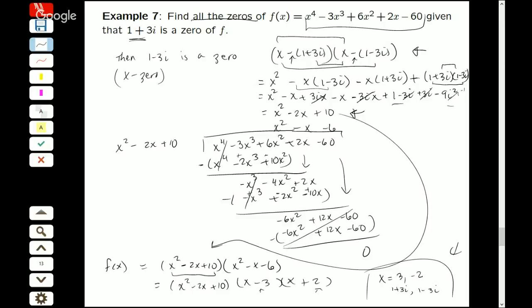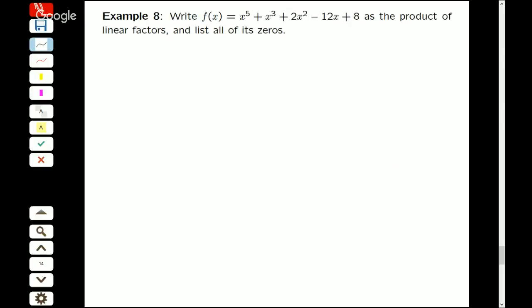That's our goal. So what we can do now is find all the other zeros if we know one complex zero. Now we want to be able to do it without knowing any complex zeros. So that was a step in the learning process. Now we're going to do it. This is the real McCoy. This is what we want to be able to do. Find all the zeros as a product of linear factors, and list all of its zeros.